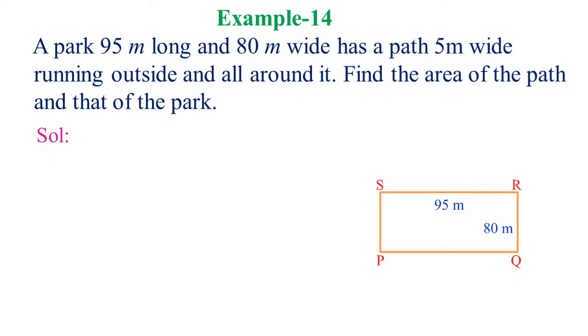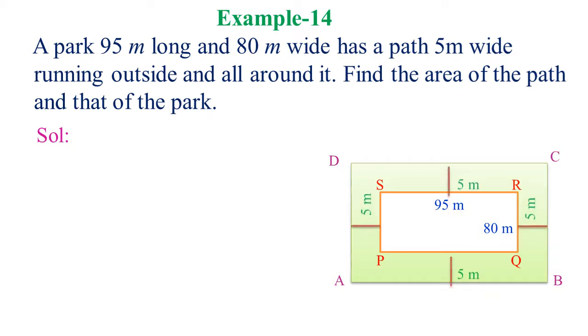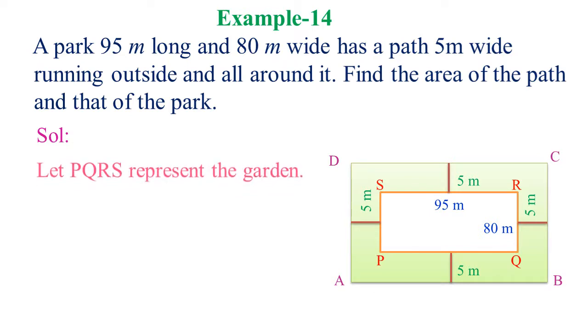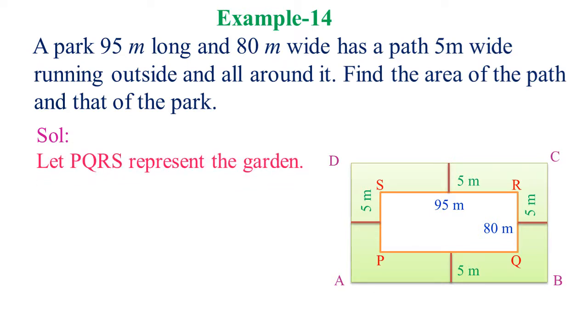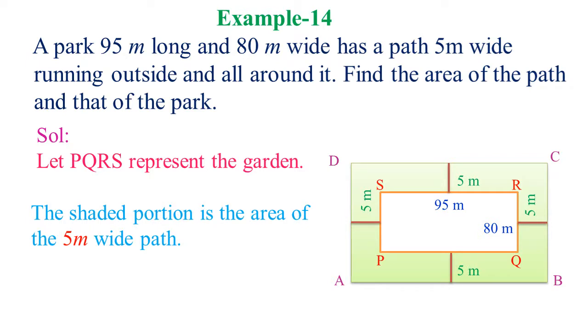First we have to draw the park. Park means the inside rectangle PQRS, length 95 meter, breadth 80 meter. It has a path 5 meter wide running outside and all around it. So we have to draw the outer rectangle ABCD and also mark the path 5 meter wide. Let PQRS represent the garden. The shaded portion is the area of the 5 meter wide path.